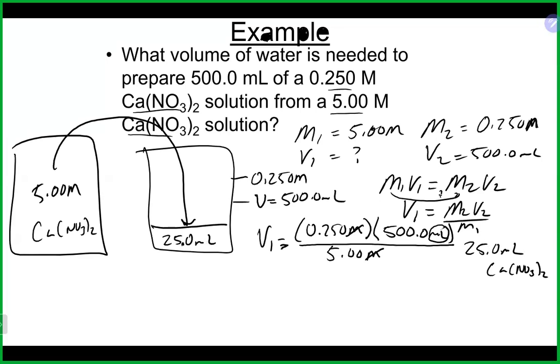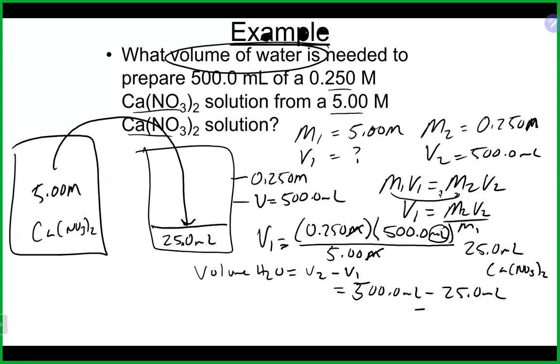That is not the answer to the question it's asking, right? The question here is actually asking for the volume of water that we need to put in there. So we want to make sure we answer that question. Here, the volume of water in this case would equal V2 minus V1. I'm looking for V2, which is 500 milliliters, and I've already put in there 25 milliliters. That means I need to pop in there about 475 milliliters of water to go with that.